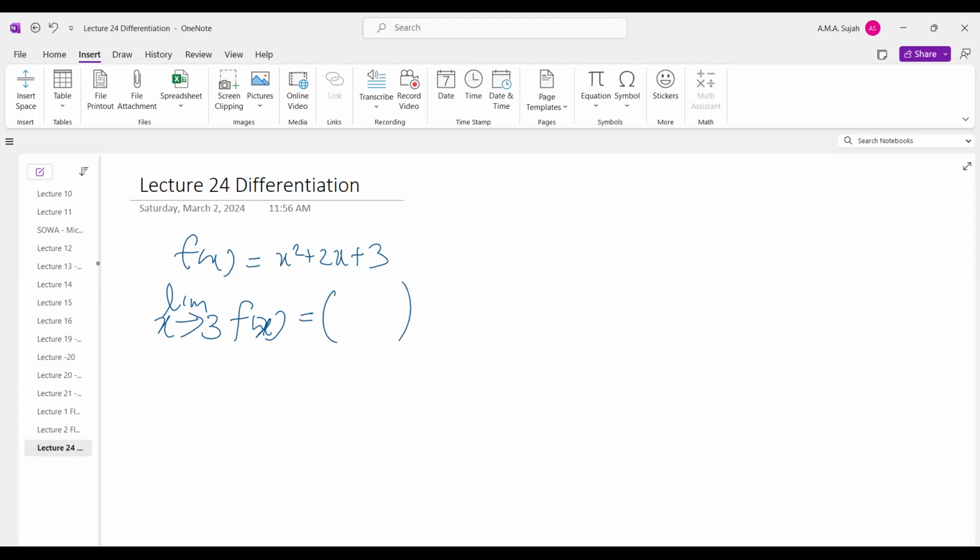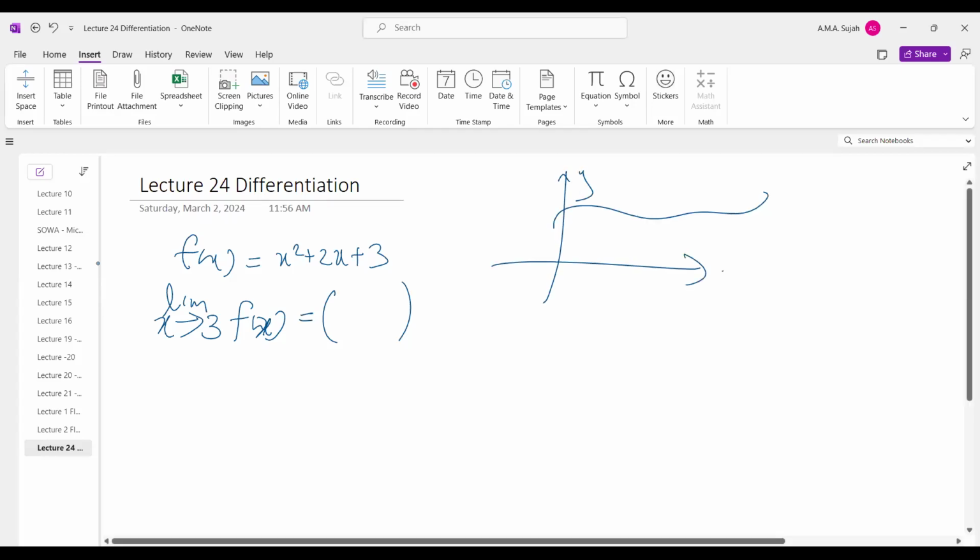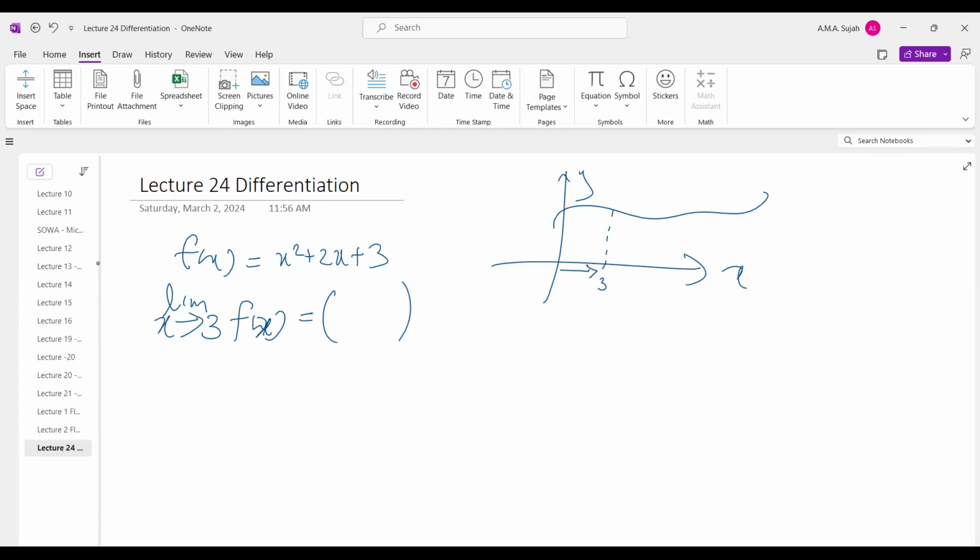Normally, if it is a graph, this is the y-axis and x-axis, and let's say this is the value 3. Now we need to analyze what will happen from this side and this side. We find the value of f of x for both sides, then take the sum of these two and divide by 2. That is the value of f of x if x approaches 3. If x approaches 3, it does not mean x is equal to 3. It does not take the value 3. It means x is moving very close to 3. That is the meaning of that.